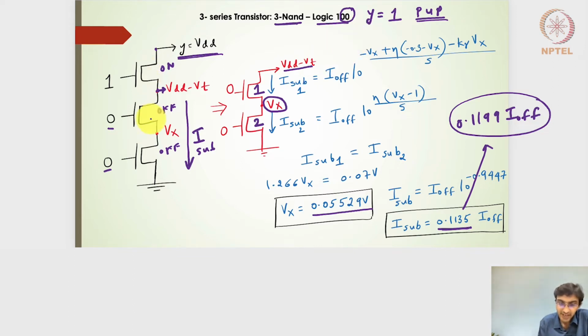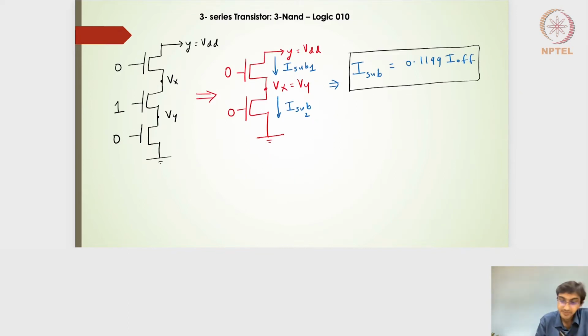Right. So if I have three stacked transistors, with one of them being on, the two of them will be the off transistors. The two NMOS transistors which are off are likely to give the subthreshold leakage current, but this current will be 0.1135 of the I0 current. Right. Hope this is clear.